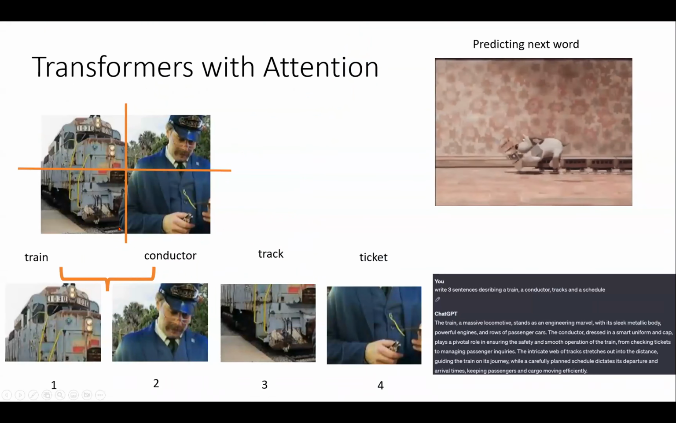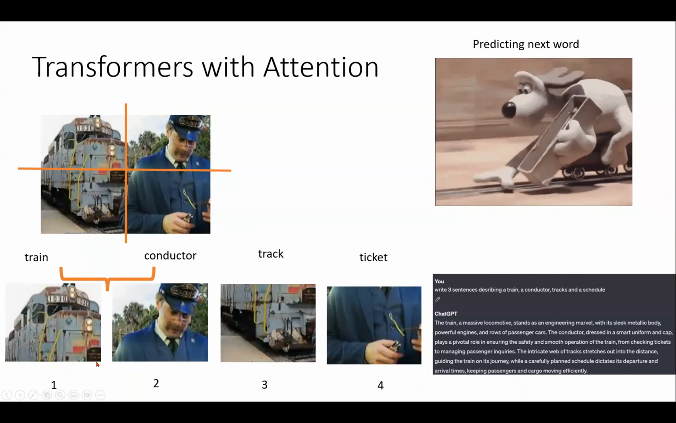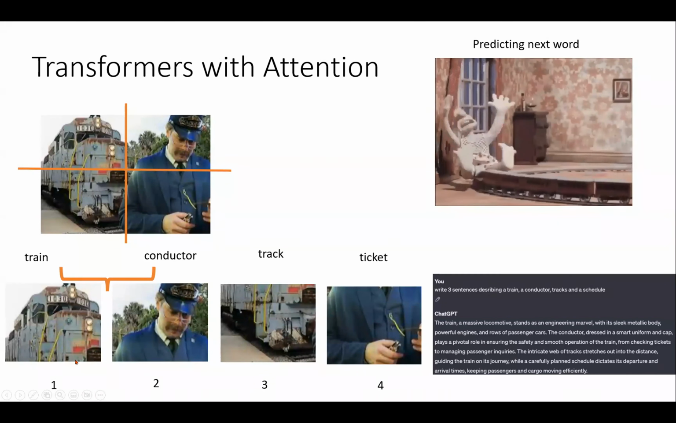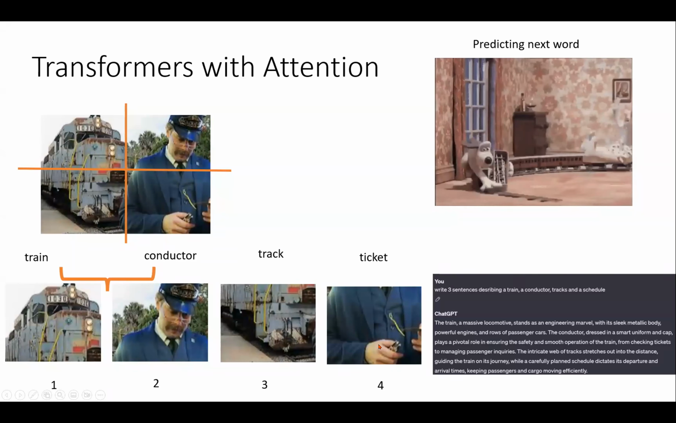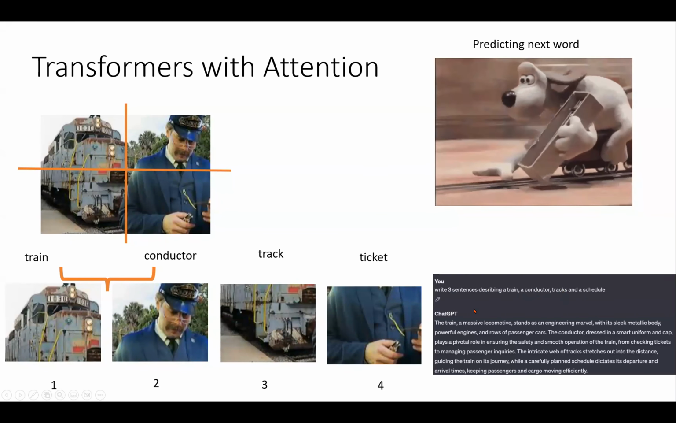In this case, we have a train and a conductor, and we're going to cut it into 4 pieces, and then we're going to ask the model to analyze each piece. And we have a train, a conductor, a track, and what I'll call a ticket. And then essentially we ask the model, given those 4 elements, construct a description.